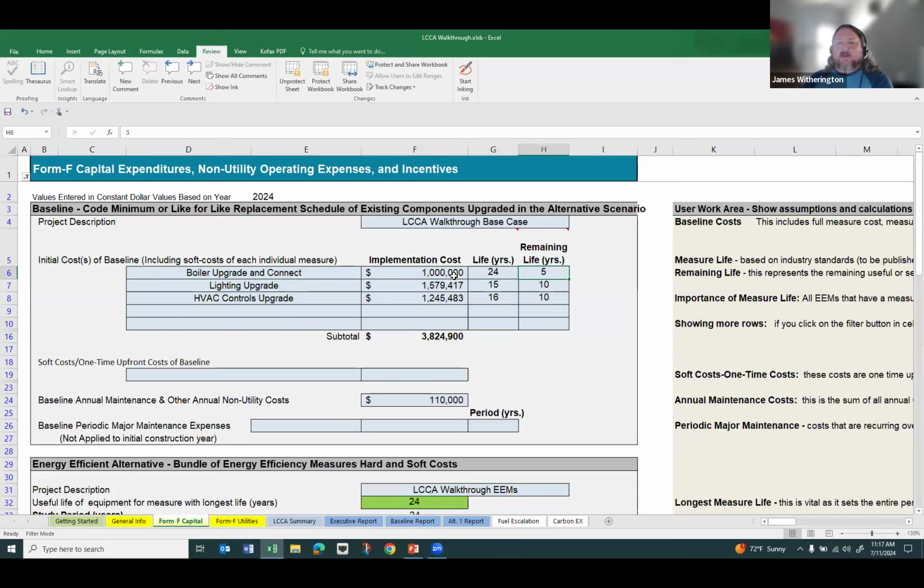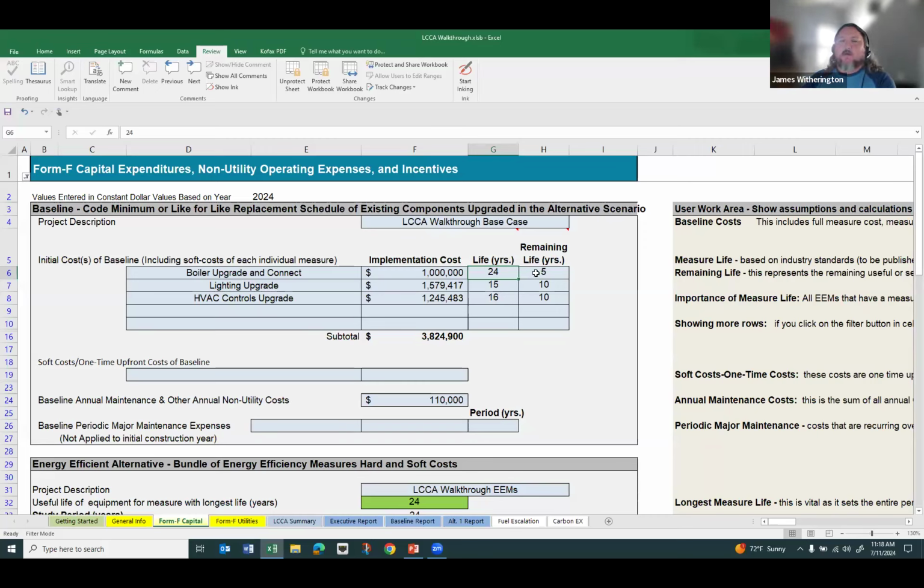And what this represents is, for the implementation cost, is your full measure cost. So once again, if you have a like for like or code minimum replacement, that should be captured in your implementation cost for your baseline. The life in years represents your measure life. So this is how long this measure is going to last once implemented. And this should be based on industry standards. Commerce will be publishing a table for this for reference.